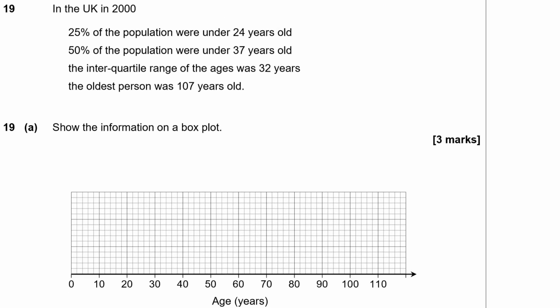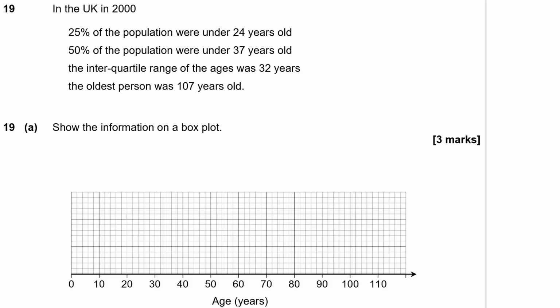Question 19. In the UK in 2000, 25% of the population were under 24 years old, 50% of the population were under 37 years old, and the interquartile range for the age was 32 years. The oldest person was 107 years old. Show this information on a box plot.